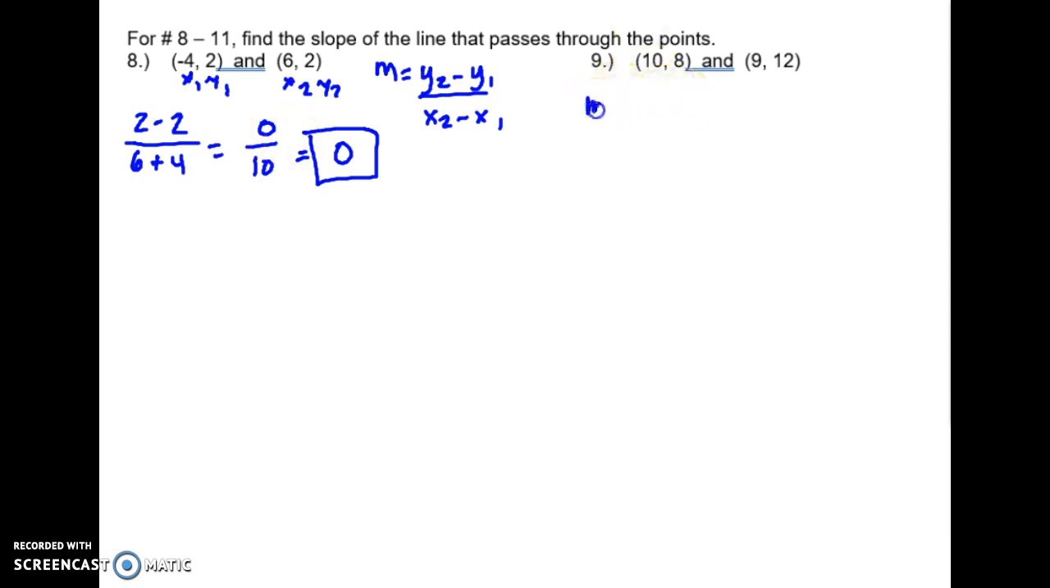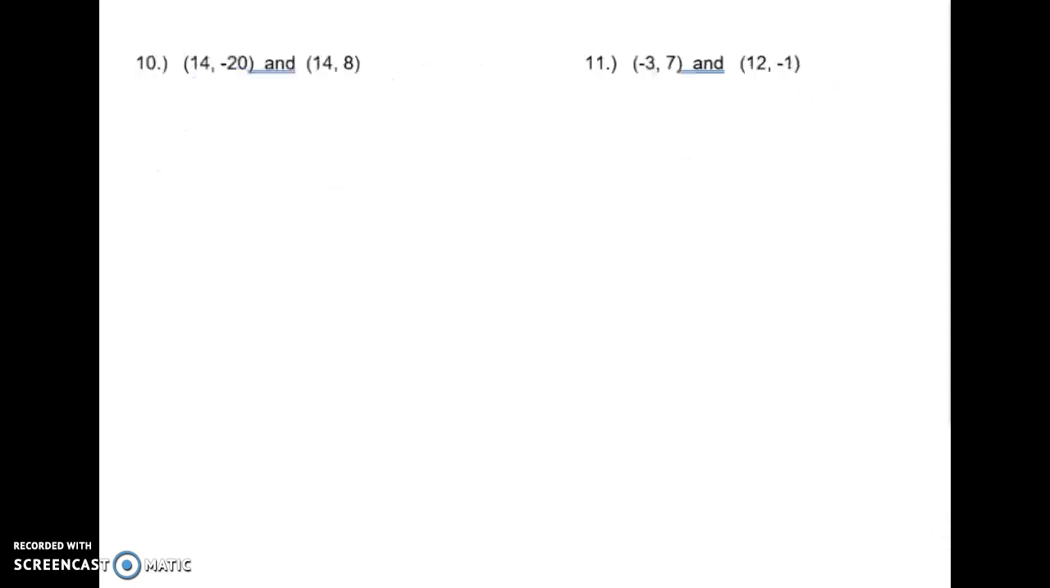So number 9, our slope is going to be 12 minus 8 divided by 9 minus 10. 12 minus 8 is 4. 9 minus 10 is negative 1. We always want to simplify our slope and get it to a whole number if we can, or a simplified fraction. So in this case, our slope is negative 4.